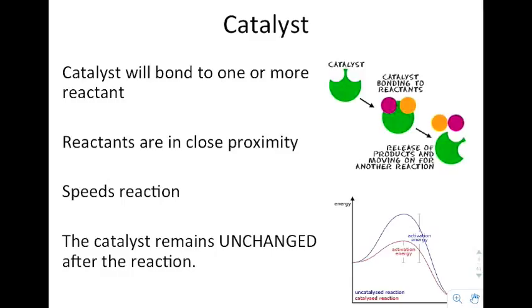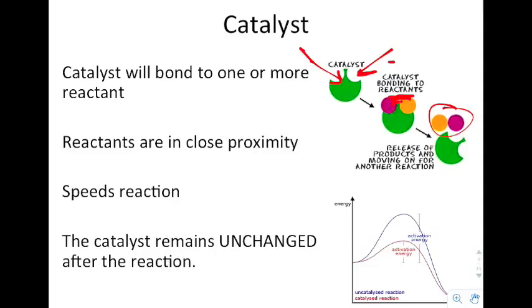A catalyst will increase the rate of reaction. So what catalysts will do is they'll bond to one or more of the reactants. Usually it's both of them. And what happens is a reactant will come in here and a reactant will come in here. And now they're close enough where they can physically react with one another and then be released. Now a catalyst is unchanged in a reaction.